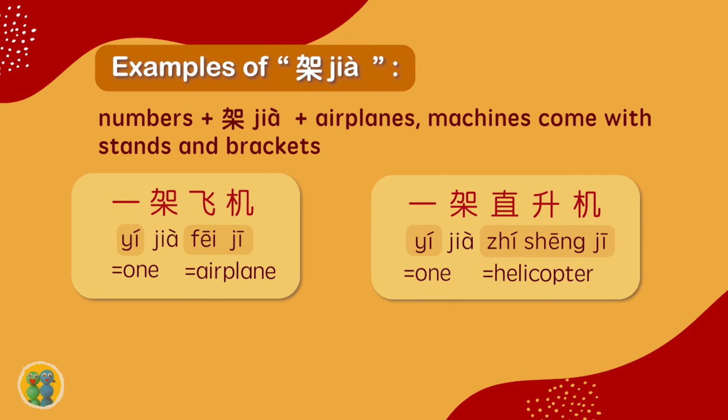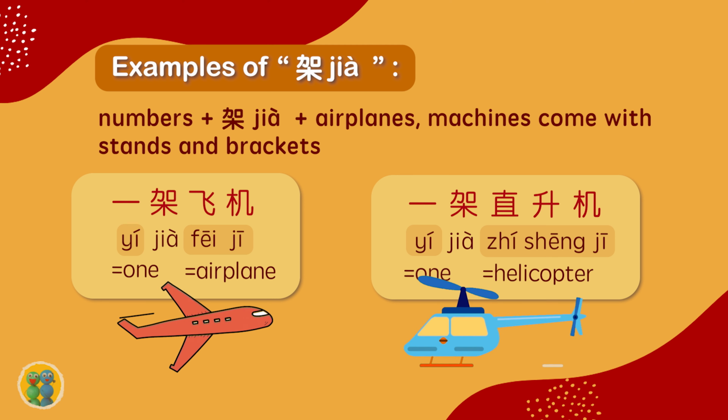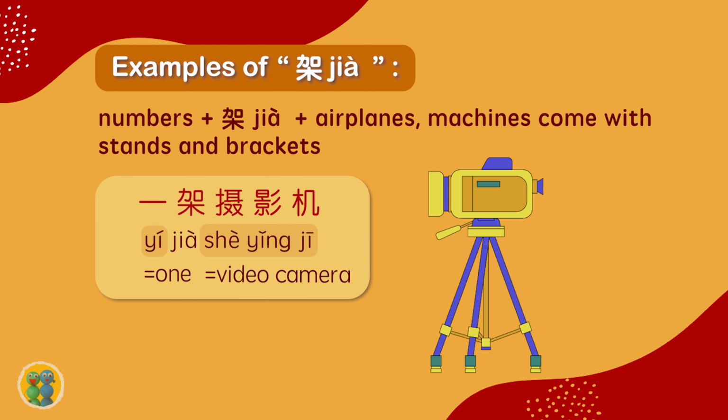Examples of 架. 一架飞机. It means one. 飞机 means airplane. 一架直升机. It means one. 直升机 means helicopter. 一架摄影机. It means one. 摄影机 means video camera.